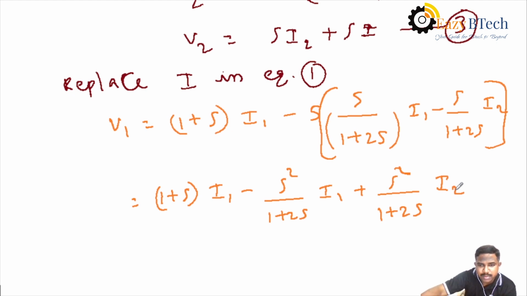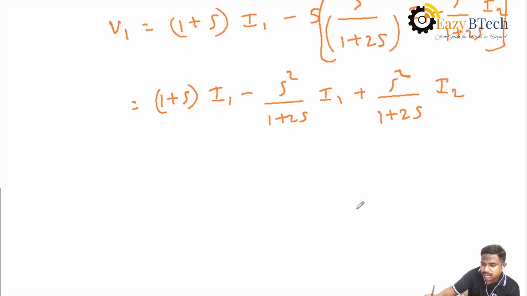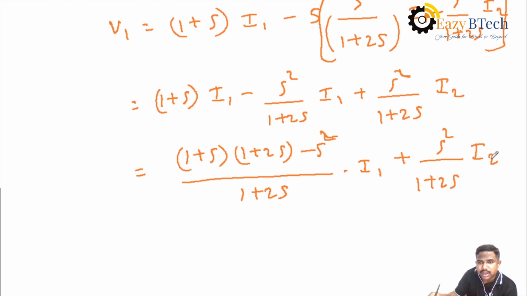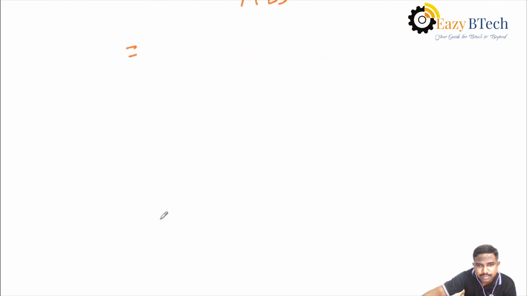Then I1 will be common here. In the above equation, I1 is common. Take the LCM: (1 plus S)(1 plus 2S) minus S squared, divided by (1 plus 2S), into I1, plus S squared by (1 plus 2S) into I2. Then here simplify the numerator value.